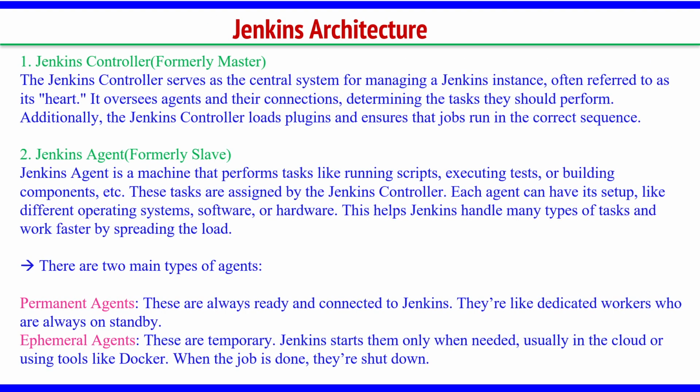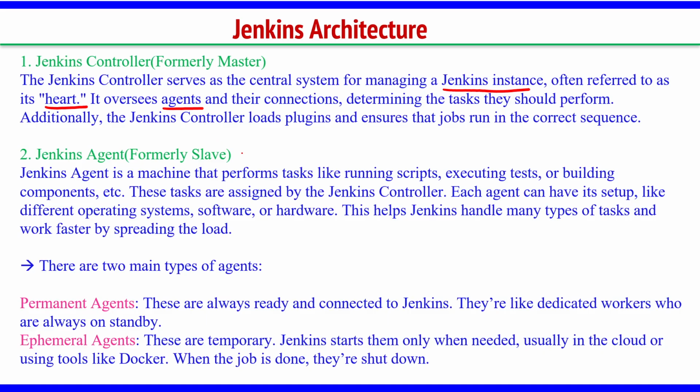So there are a few components in this Jenkins architecture. What are those components? The first one is the Jenkins controller, that is the master. It serves as the central system for managing a Jenkins instance. It acts as a central system, often referred to as the heart. So this is the heart of the CI/CD. It oversees agents and their connections, determining the tasks they should perform.